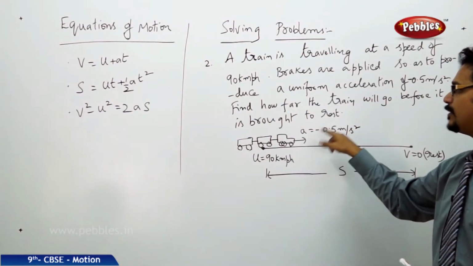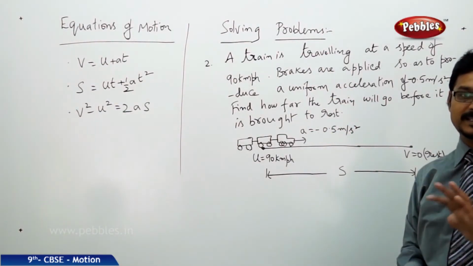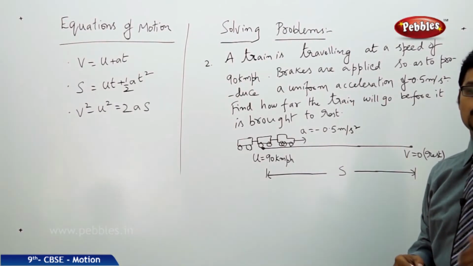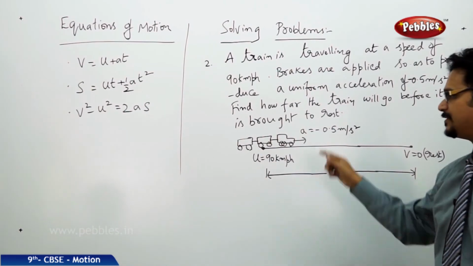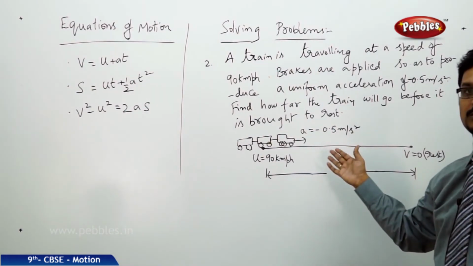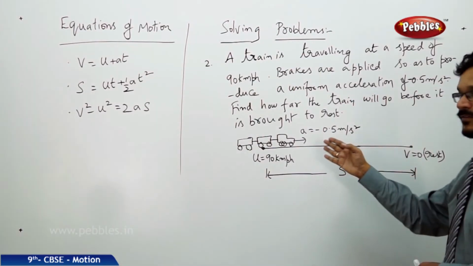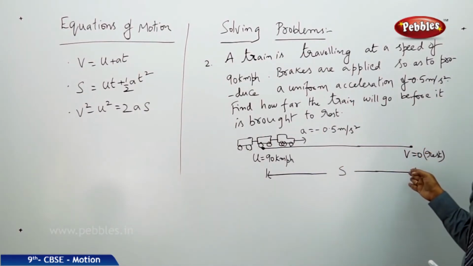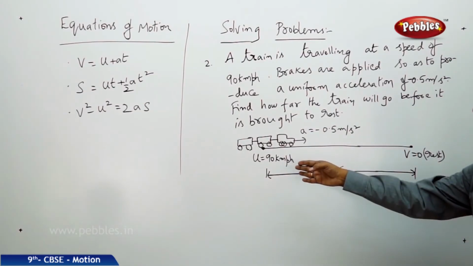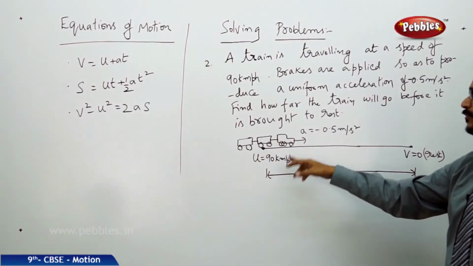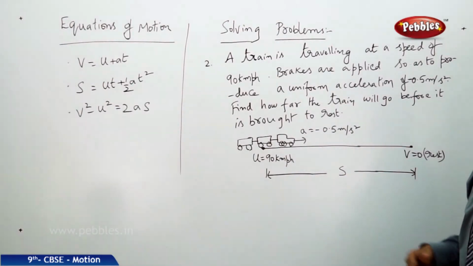The acceleration is negative because the brakes are applied. When the brakes are applied, speed decreases uniformly. So when the speed decreases, the acceleration is negative. This negative acceleration is also called retardation. Already we have learned this. Now after some time, it reaches rest. When it reaches rest, its final velocity v equals 0. The question is asking how far it has traveled before it reaches rest. So you know u, a, v, you need to find s.